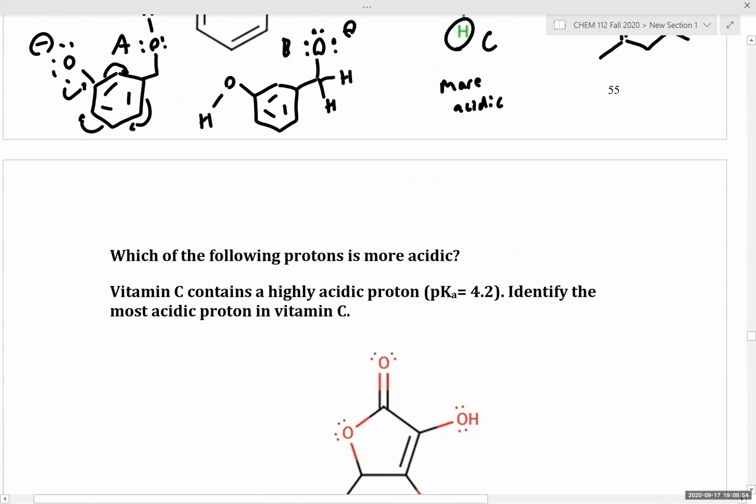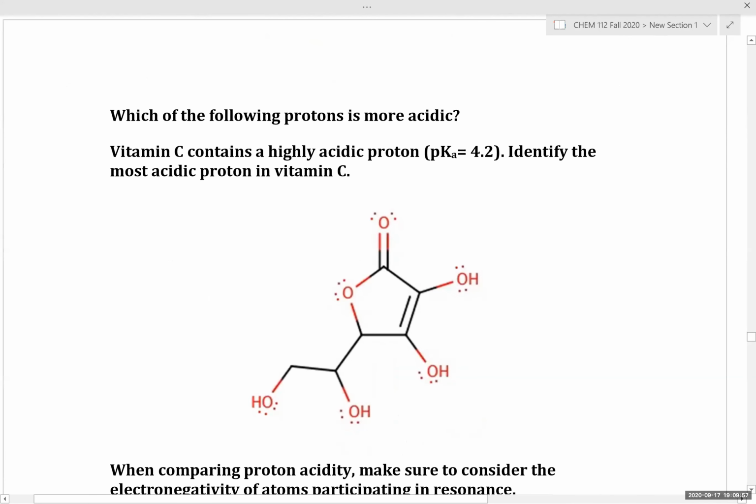Let's keep going now and let's look at vitamin C. Vitamin C has a highly acidic proton with a pKa around 4.2. I'd like you to identify the most acidic proton in vitamin C. So we have A, B, C, and D. We also have proton E and F. I'd like you to tell me what is the most acidic proton in vitamin C.